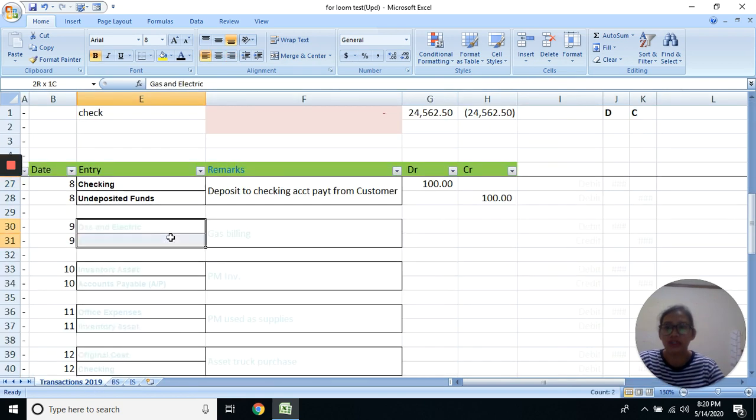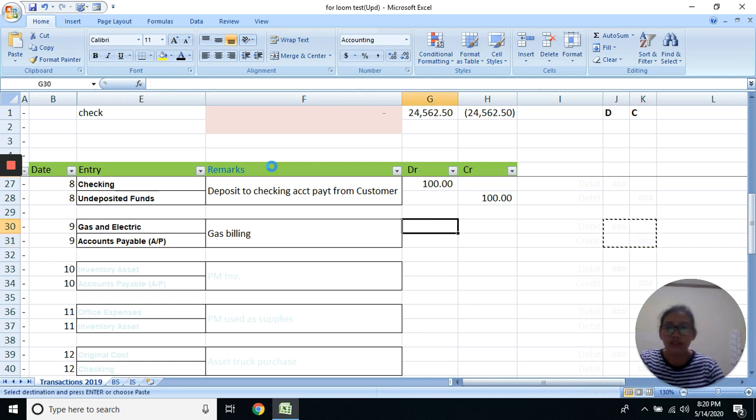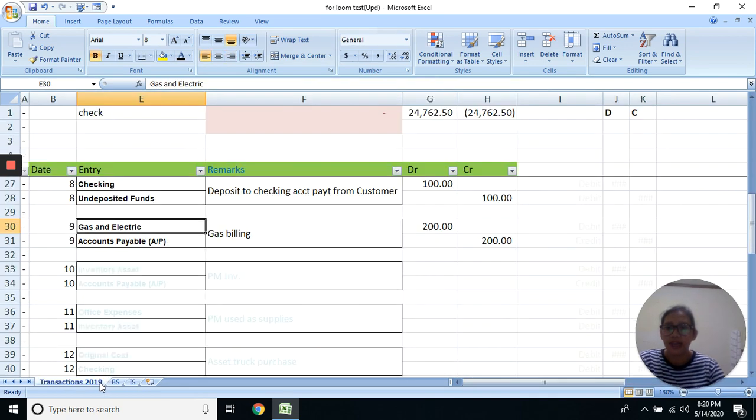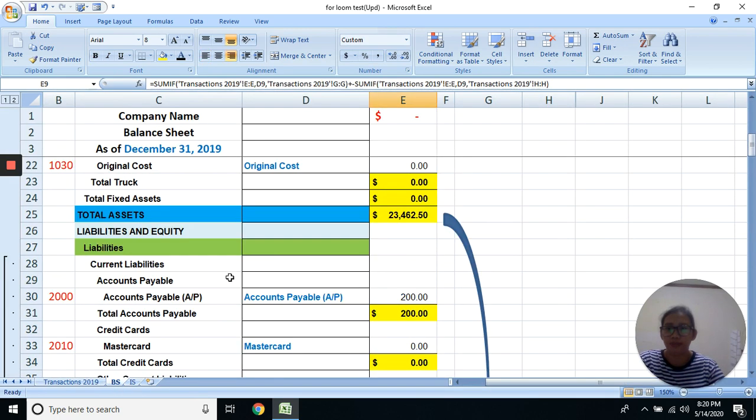Next transaction, we have a gas expense on account amounting to 200. So debit gas and electric expense increases by 200, and it is charged to our account, so accounts payable increases by 200.